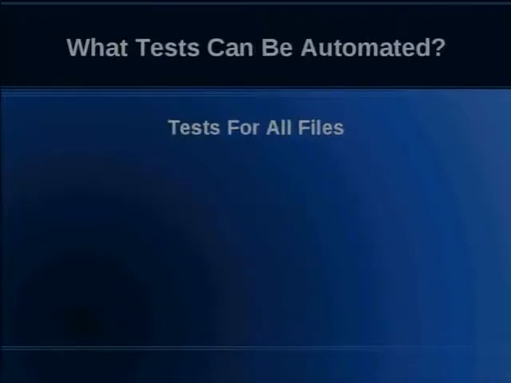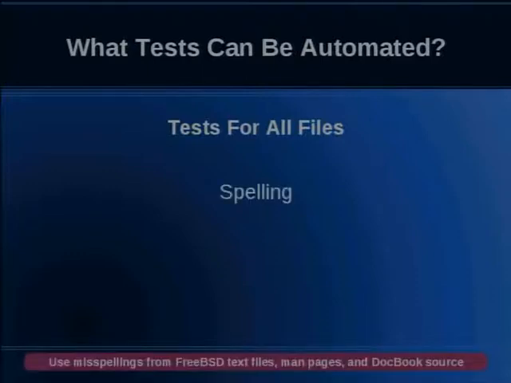All right, so what tests can be automated? Well, for all files, we can check simple things. We can check spelling, but we'll do this in a different way because, honestly, I didn't want to write a spelling checker that would be able to spell check any random text file. C source files have certain rules for spell checking. So what we did was look through FreeBSD man pages, text files, and DocBook source files and looked for existing misspellings and made a list of known misspelled words. And that tends to work because you have a fairly stable population of people committing to the FreeBSD documentation source. And it doesn't change. A few people start new and a few people leave, but the same people tend to use the same misspellings. So we can catch those.